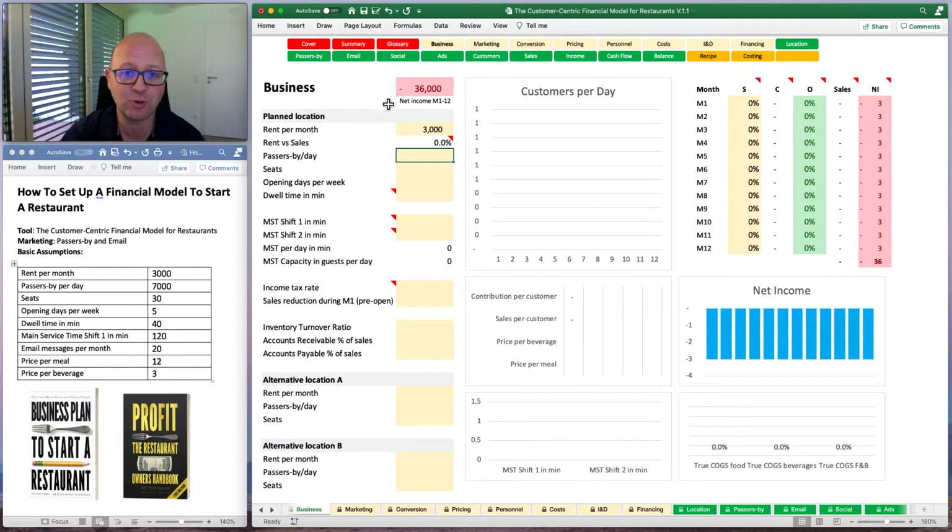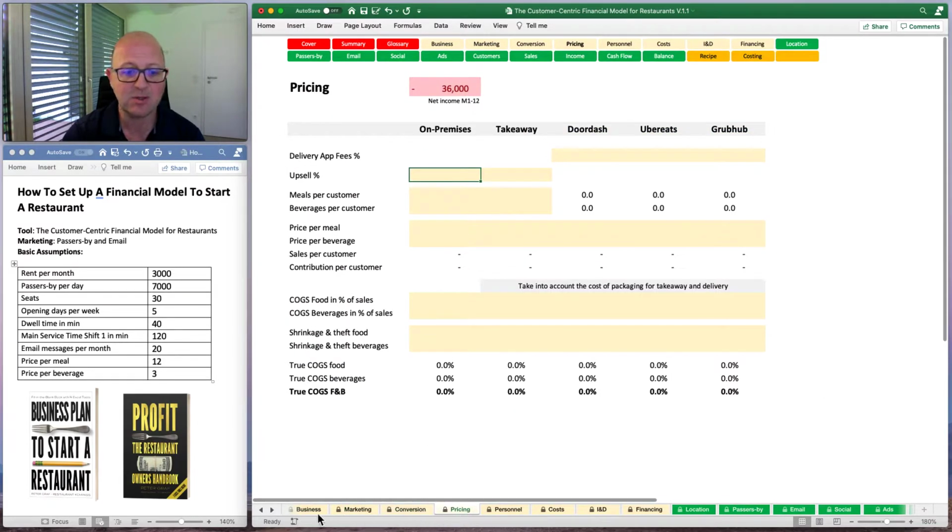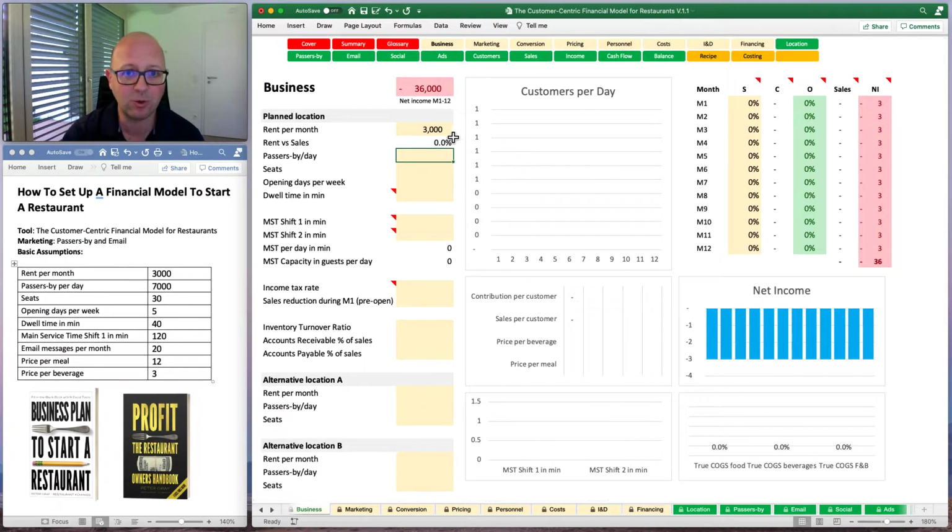This field shows your net profits, the net income for the first 12 months, means your first year. You have this info field about your profit from the first year on all the input fields. So you always see how your new assumption or a new input impacts your profit. Okay, next one is the question passers-by per day. We decided that this location has a frequency of 7,000 passers-by per day. Then how many seats? We have 30 seats in our restaurant.